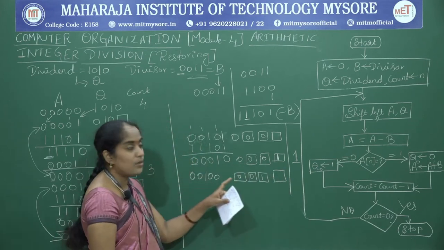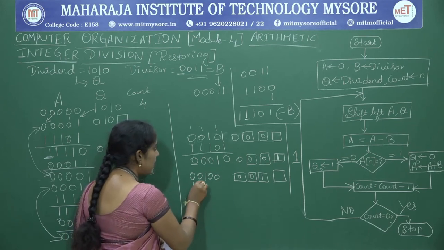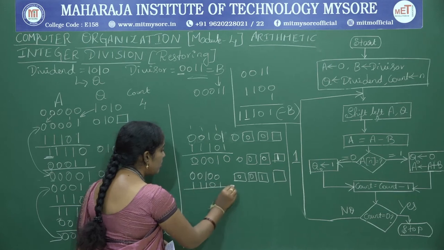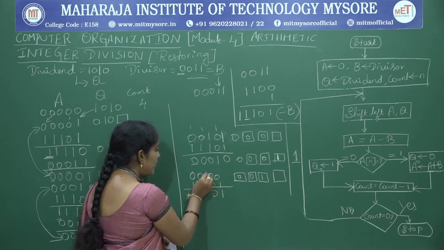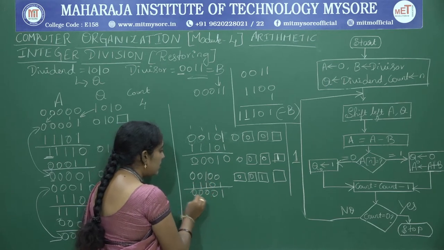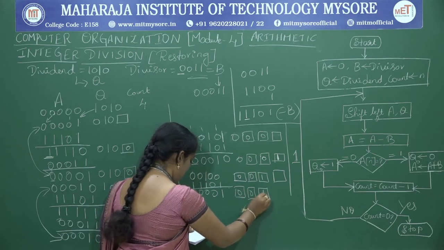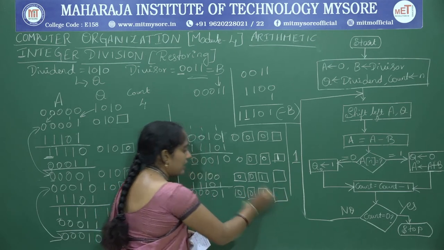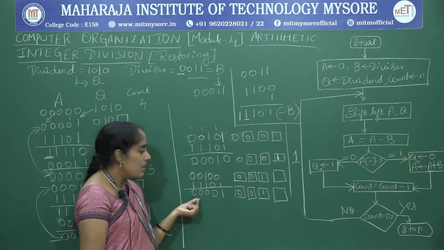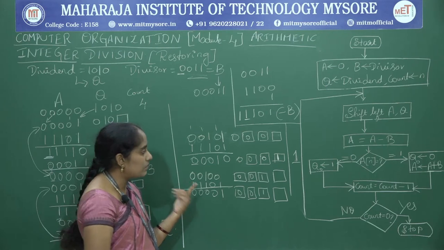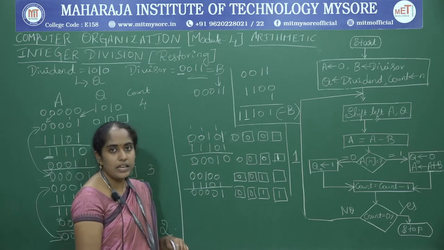Okay. Next A is equal to A minus B. So minus B is nothing but 1, 1, 1, 0, 1. So here 0, 1 is 1, 0, again 1, 1 is 0, 0, 0. Okay. This is 0, 0, 1, blank. Okay. Now check the sign bit of A. Here the sign bit of A is 0, that means set Q0 to 1 and decrement the count value.